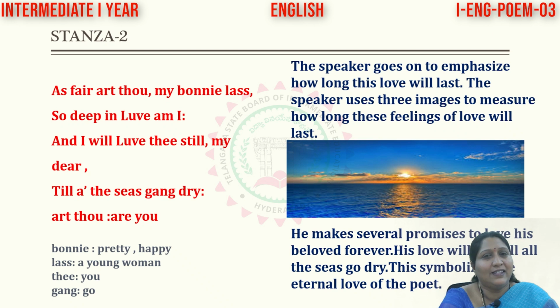So here in the first line, you have to read it the other way around, which means my bonny lass, that is my pretty young lady, you are as fair as a piece of art, and that is the reason I am so deep in love with you. So he says, so deep in love am I. He says that I am deeply in love with you, and my love is so deep for you that I will love thee still, my dear. That means, I am going to love you, my dear, till all the seas gang dry. So he says that my love for you will last forever. My love will last till all the waters in the seas go dry. That means, the poet says that his love is never ending and everlasting.